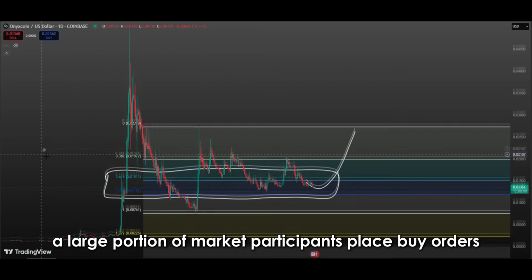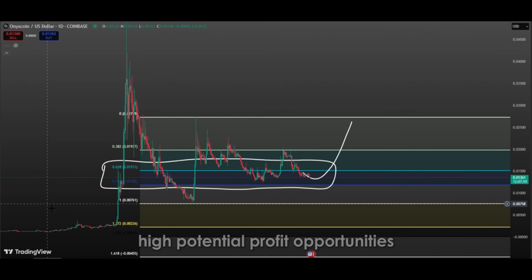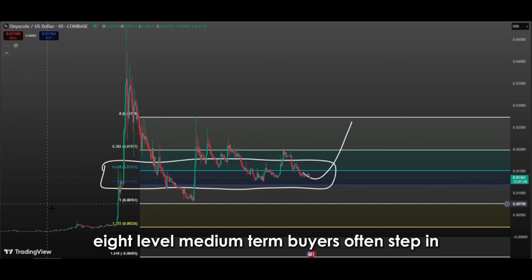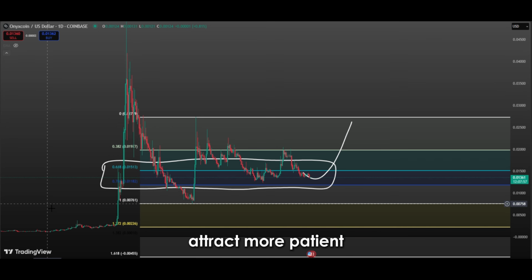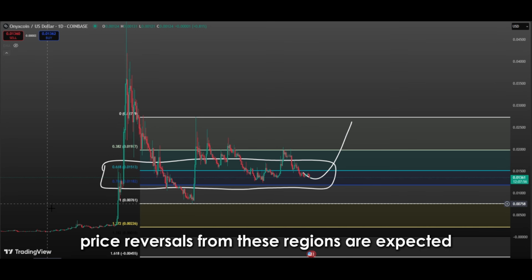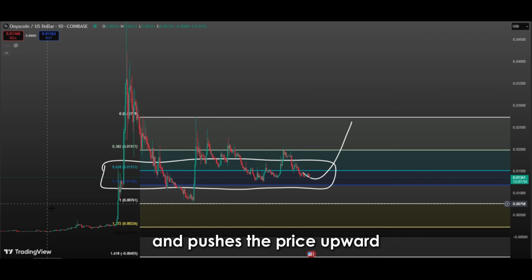A large portion of market participants place buy orders around these levels because they offer long-term, high-potential profit opportunities. At the 0.618 level, medium-term buyers often step in, while drops toward the 0.786 level attract more patient investors with higher risk tolerance. For this reason, price reversals from these regions are expected, as the accumulation of buy orders here provides liquidity to the market and pushes the price upward.